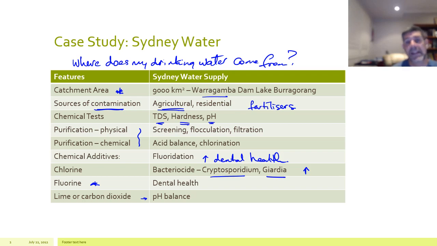So when you're doing your case study, it's very important to identify your catchment area. Where is the water coming from? The purification processes, so how is your water being treated, and also the chemical additives if there's anything being added to the water, and what the purpose of those additives is. Hopefully, if you're using the Sydney water supply, I hope you'll expand a little bit on these points, but if you're not, then there'll be an opportunity for you to have a little bit of a look at what supply is most relevant for you.